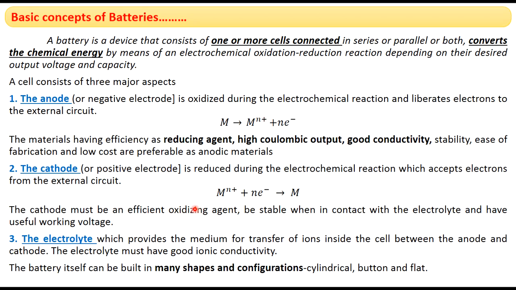So materials which can oxidize other compounds are considered better cathodes. The reason is that materials which can oxidize other compounds can reduce themselves. So we want reduction to happen at the cathode. So materials having high oxidizing efficiency are preferred to act as cathodes, and the materials must be stable when they are in contact with the electrolyte.